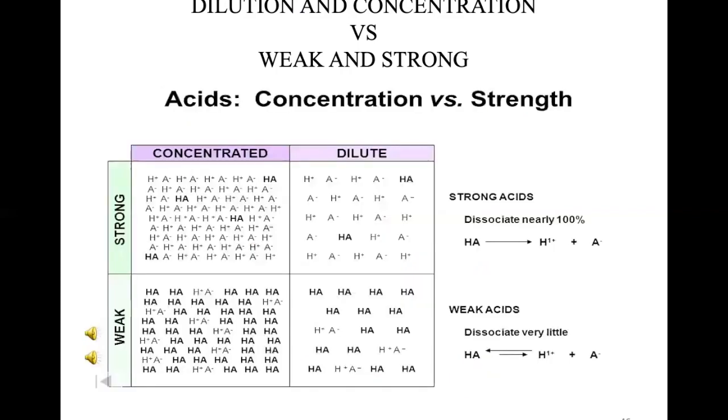Here again are the examples of strong and weak acid. When I say strong acid, what happened in strong acids? Everything is H positive, A negative, H positive, A negative, completely ionized. And in weak acid, what will happen? Mostly HA remains, and only a few are negative and positive ions. In dilute and concentrated, water content is more over here and water content is less over here.